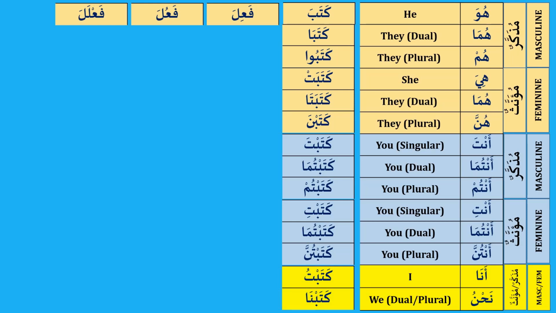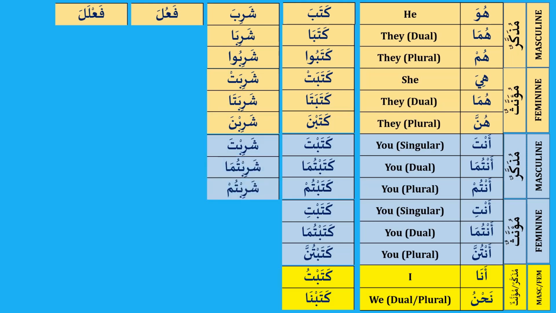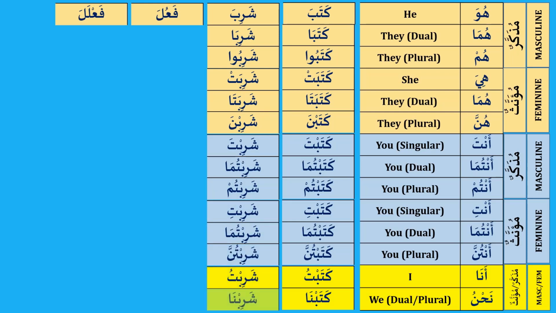Fa'ila pattern. Shariba, shariba, sharibu. Sharibat, sharibata, sharibna. Sharibta, sharibtuma, sharibtum. Sharibti, sharibtuma, sharibtunna. Sharibtu, sharibna. And the meaning of shariba is to drink. In past tense, he drank.